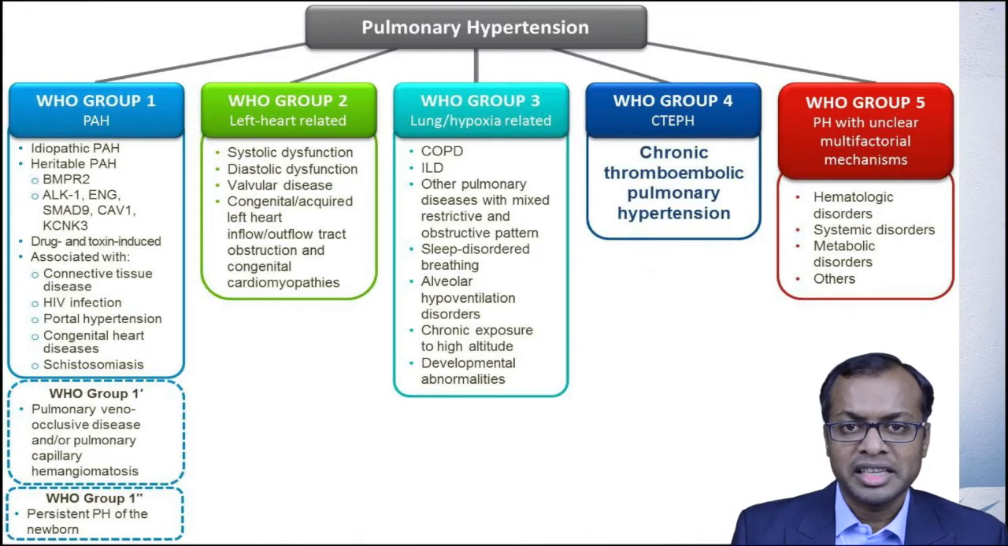Pulmonary hypertension has been classified into 5 specific groups. Today we're going to be concentrating on group 4, which involves CTEPH. It is one of the diseases which is curable by either surgery or medical management and often has good prognosis if the disease has been picked up early and proper therapy has been given.